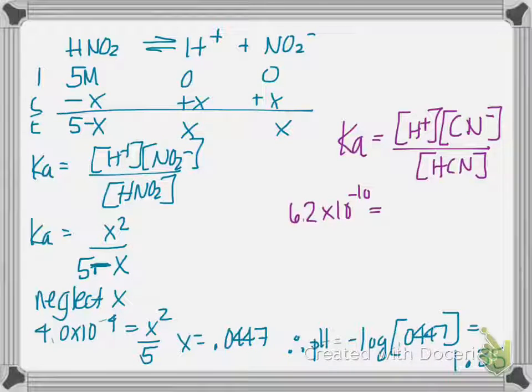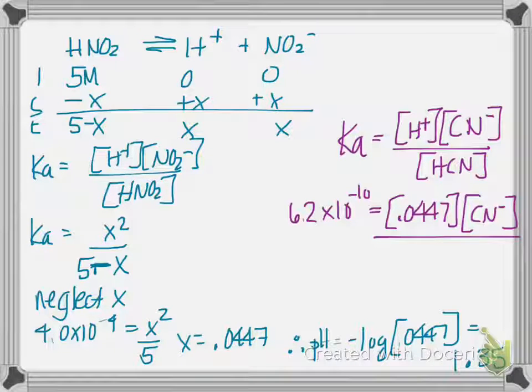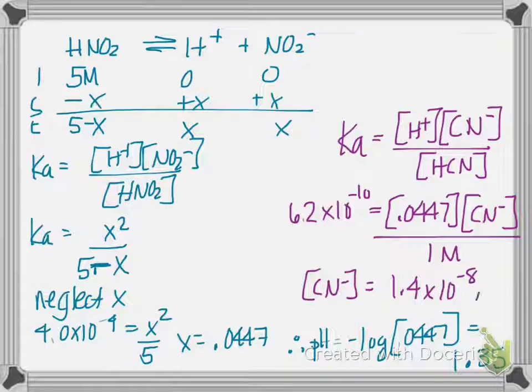We calculated what the hydrogen value was, because remember, it's the only one offering an appreciable amount. So it's 0.0447. We don't know the cyanide concentration, but we do know HCN, which they gave us, was 1 molar. So when we dump all that in the calculator, we should get a concentration of 1.4 times 10 to the negative 8 molar.